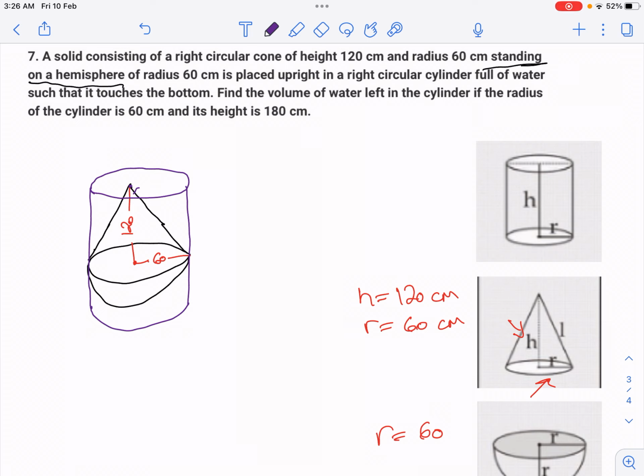So the idea, we have a cylinder. Inside this cylinder we have a solid object, and this solid object consists of two shapes. One is a cone, the second is a hemisphere. Here they said a right circular cylinder full of water such that it touches the bottom. So the object is supposed to touch the bottom, so I'm going to rectify it. It's supposed to touch the bottom like this.